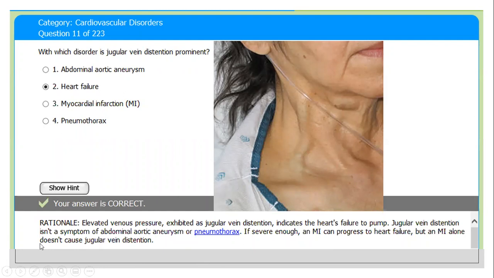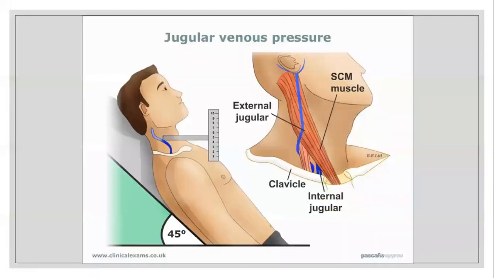Jugular vein distension is not a symptom of abdominal aortic aneurysm or pneumothorax. If severe enough, MI can progress to heart failure. But MI alone does not cause jugular vein distension.